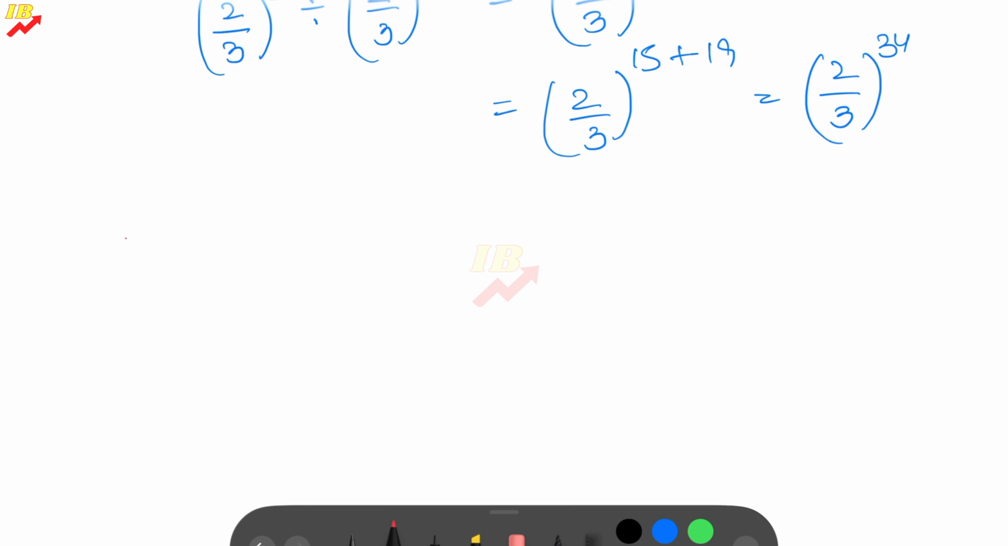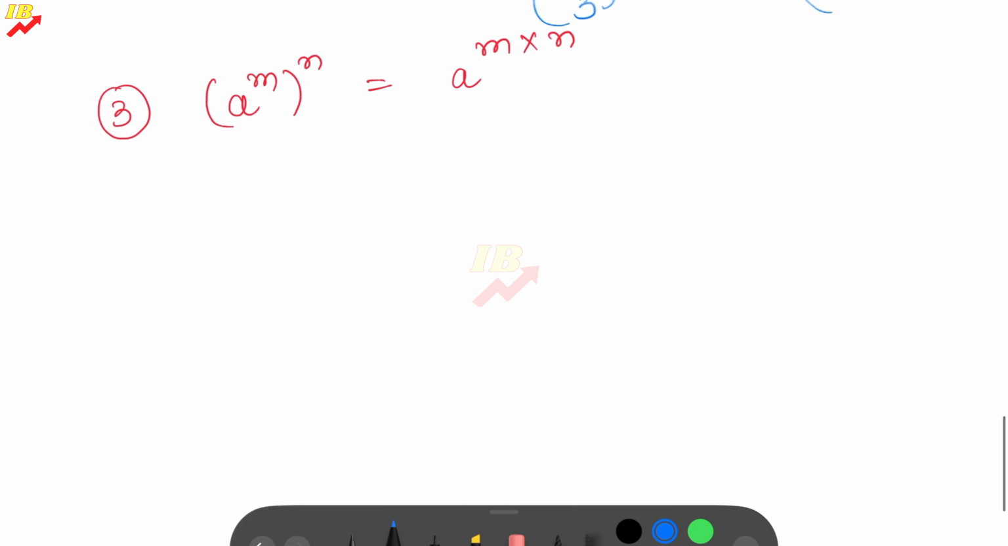So the third rule is very important. This occurs many times. Even if you don't know it, you just recognize it now. A to the power m and n. Suppose there are two powers or indices on a single base, then we are going to multiply these powers. Okay, so let's take an example again.